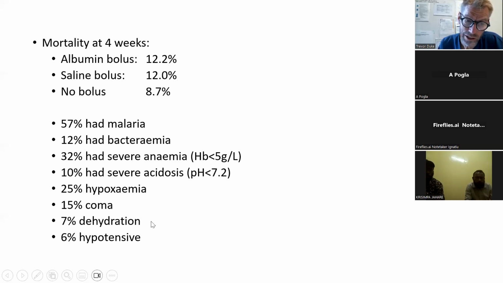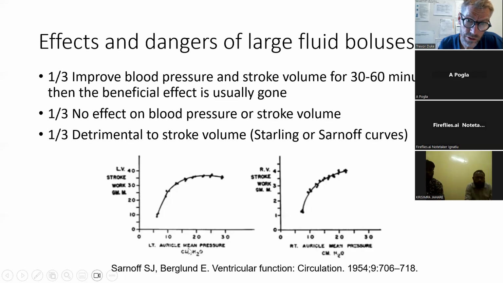15% were in coma. 7% were dehydrated, and only 6% were hypotensive, having shock. And so from that came a lot of questioning of whether or not giving any fluid to children with septic shock is valuable. And a lot more research was done. The study I've just talked about was published in 2012, so quite some time ago.